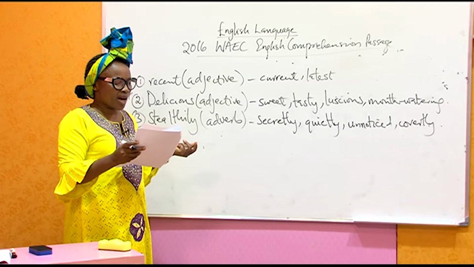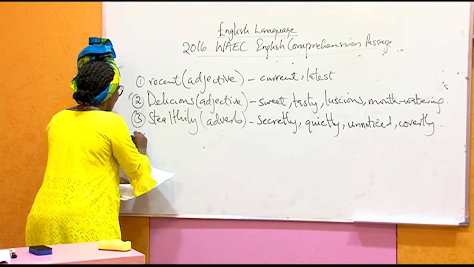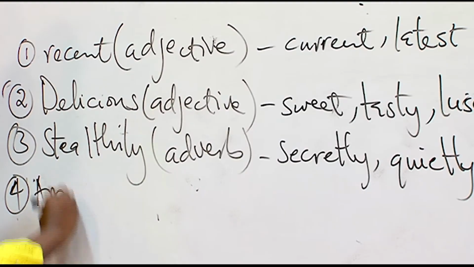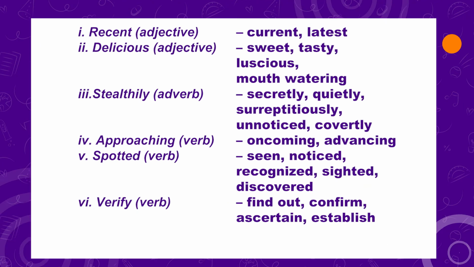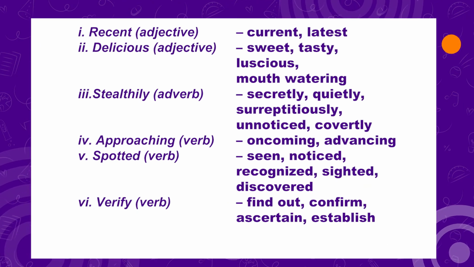Then we have about three of them. Number 4 is approaching. Approaching here is a verb, so you must replace it with a verb. Then we have the 5th one, spotted. It's also a verb. You must replace it with another verb that means the same thing and can stand in its place. Then we have the last one, the 6th one, verify. Verify in this passage is a verb. So you can replace verify with find out or confirm. And spotted we can replace with recognize.